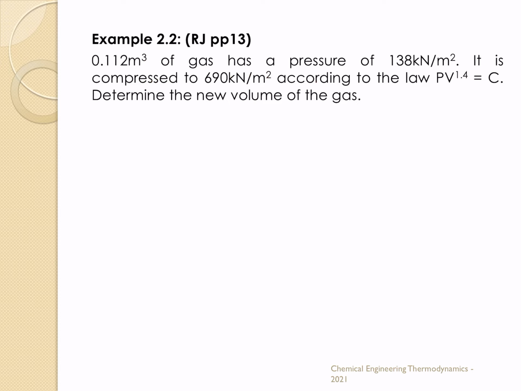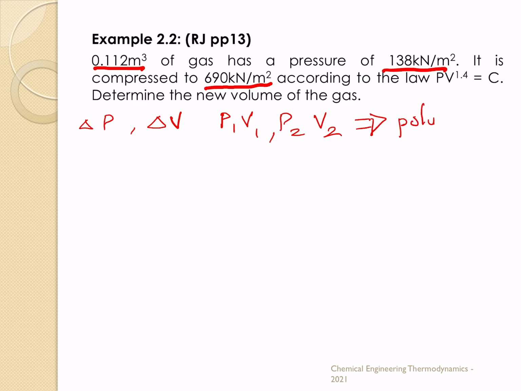It says the gas had a volume and a pressure, and it is compressed to a new pressure. So what this tells us is that the pressure is changing. According to the law, determine the new volume. As there is a change in pressure, there is a change in volume. So when we have that, it means we have a P1, a V1, a P2, a V2. So what does that tell us? We have a polytropic process. So take note of that because we have those changes taking place.